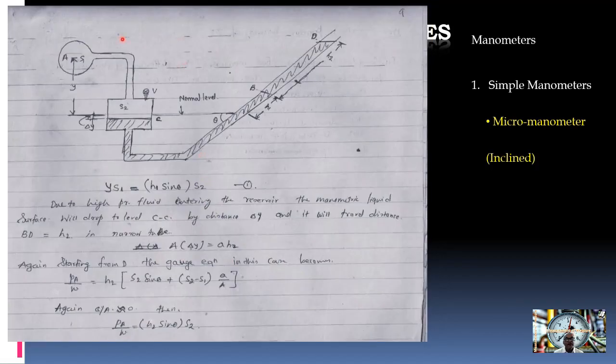Same micromanometer, but here the angle of inclination is theta. The same equation will apply, PA by W equals H2 sin theta, because H2 is not vertical now, it is inclined. So the equation becomes PA by W is equal to H2 into sin theta into S2. The rest of the things are the same; the only thing is you have to take H2 S2 sin theta, because this component we have to take as sin theta.